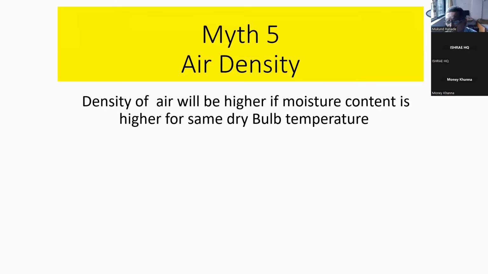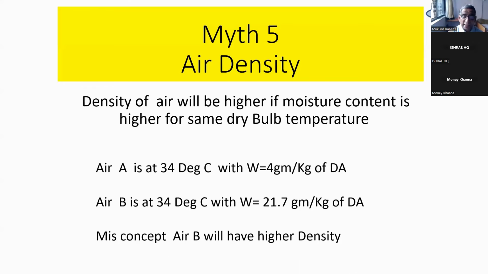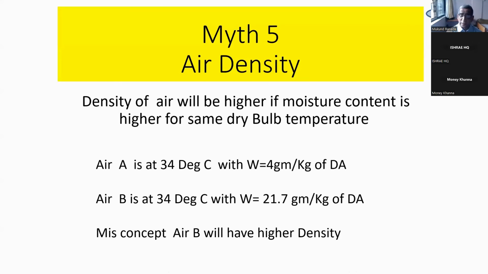Now, if we have two airs at the same temperature and pressure, and one has higher moisture content and the other has lower moisture content, then similarly, like last time, people may feel the temperature is the same, the total pressure is the same, and the moisture is higher in the first air, so the density will be higher. That is what many people consider. But it is exactly opposite. Let us see again in the psychrometric chart what is true.